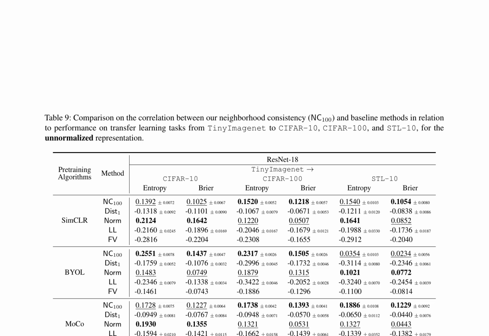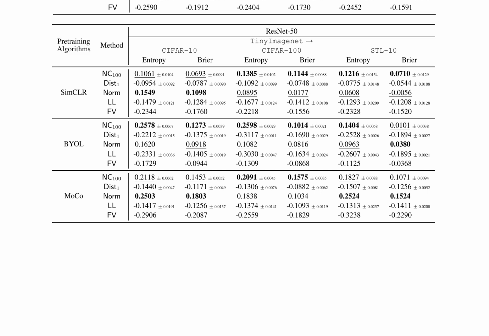However, the differences in performance are less pronounced compared to ResNet 18, indicating potential limitations of our approach when applied to deeper architectures. The table also provides insights into the performance of each algorithm on different target datasets. For instance, our method exhibits higher neighborhood consistency and stronger correlations with transfer learning performance on CIFAR10 and STL10 compared to CIFAR100. This could be attributed to differences in dataset complexity and the nature of the tasks involved.